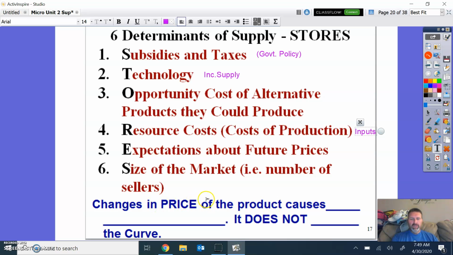Okay, the change in the price of a product does not, ready? I'm going to put it down here. Shift the supply curve. A change in the price of the product doesn't move the supply curve. I'm going to say it again. It does not shift the supply curve. Make sure we're clear about this point.